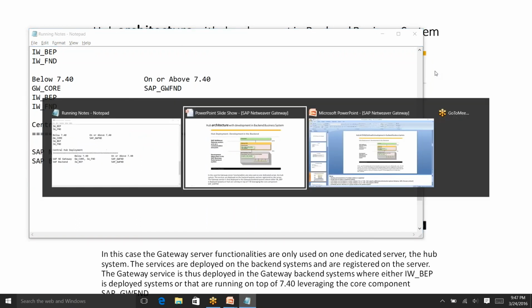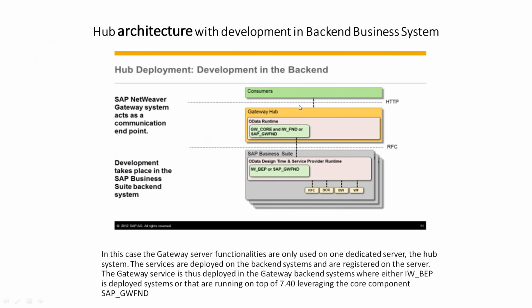So what happens in the central hub deployment is that the consumers are going to hit the gateway hub system. From here, the gateway hub system will know to which system it should send the request. Once it sends the request to ECC or BW or CRM or SRM, it is going to get the response and send it to the consumer. So you have a dedicated SAP NetWeaver gateway system with the required components on it.